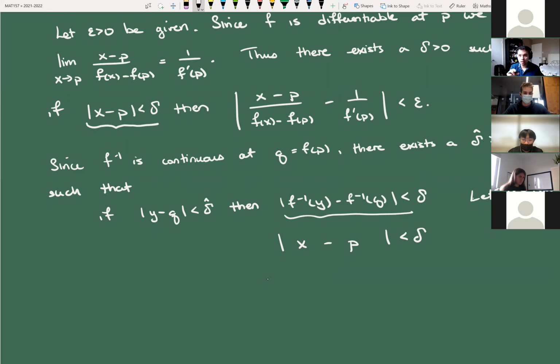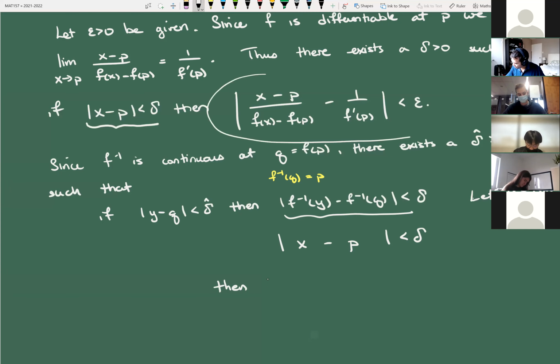Okay, so this is an important one. Is everyone okay with what just happened here? Because q is f of p, that means f inverse of q is p, right? And same thing, if y is equal to f of x, that means f inverse of y is equal to x, right? So now I have that |x minus p| is less than delta. Great.